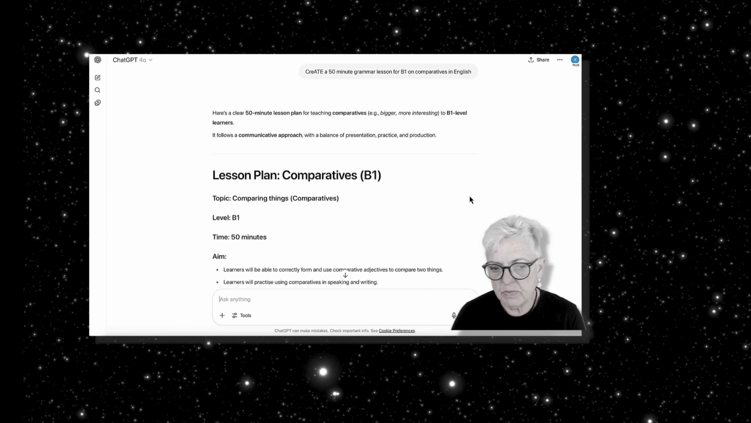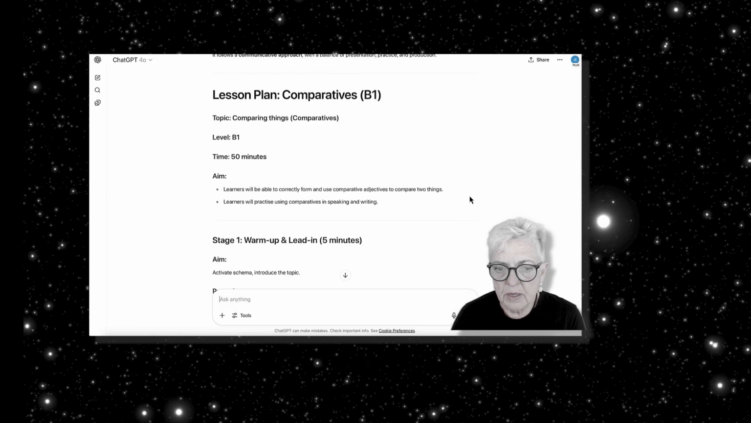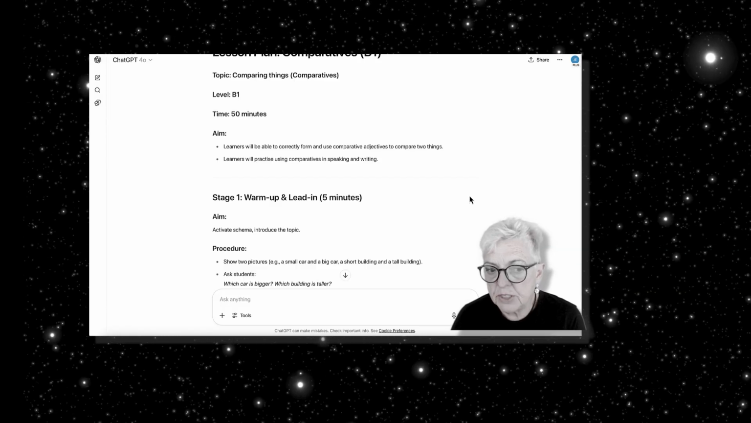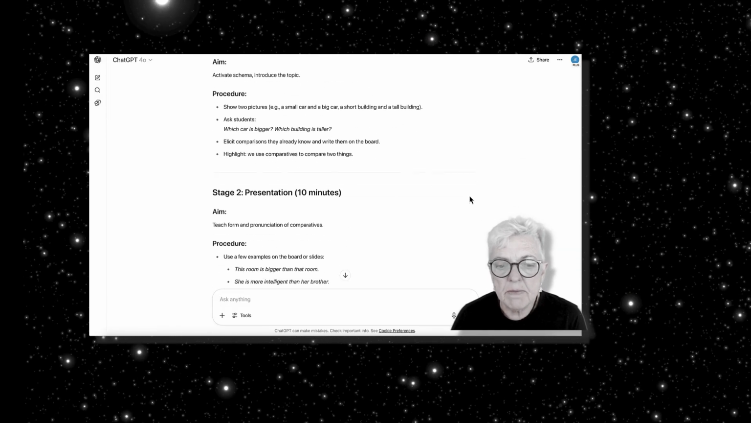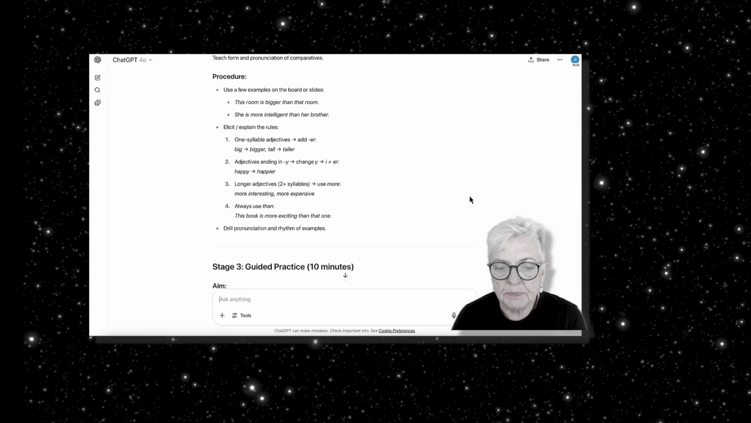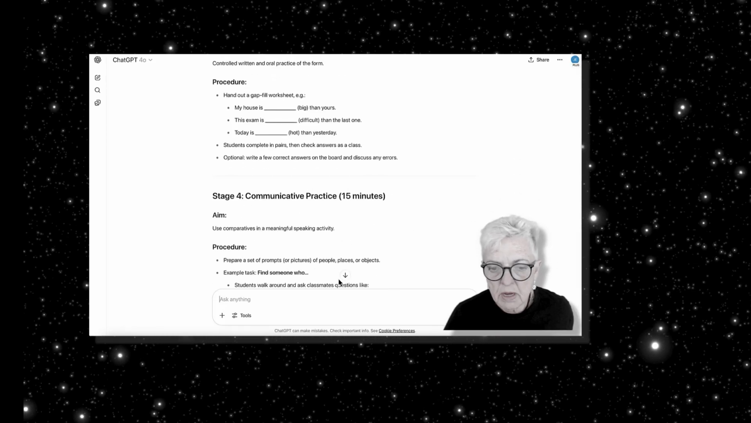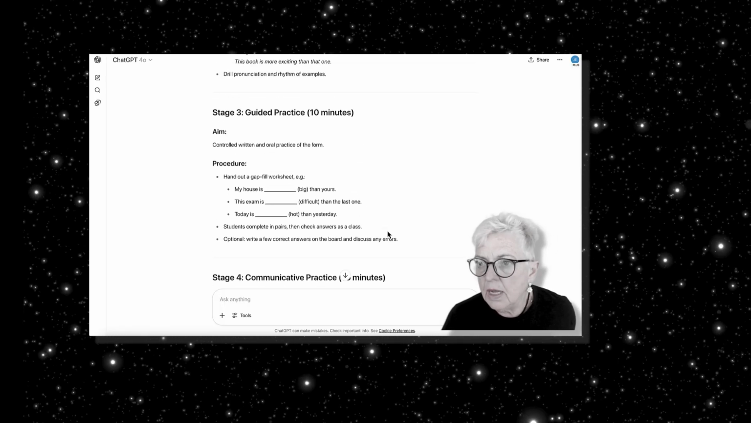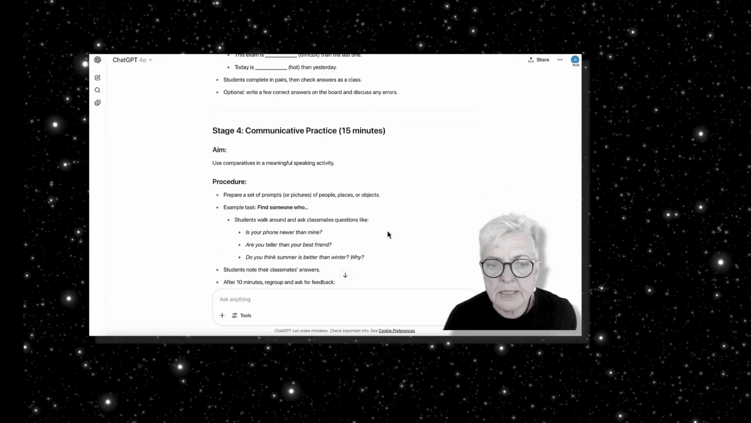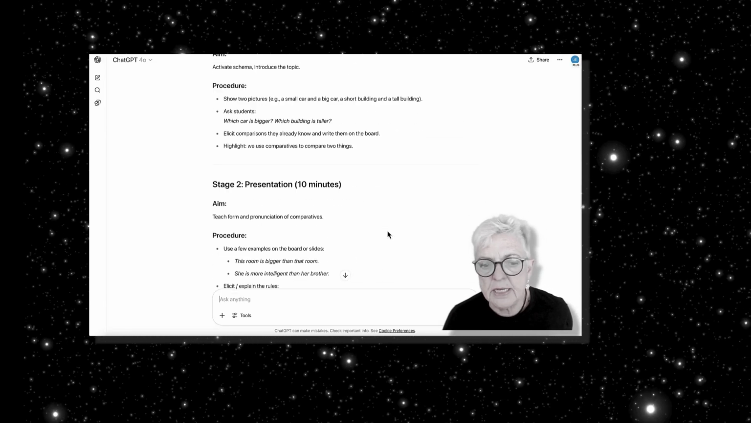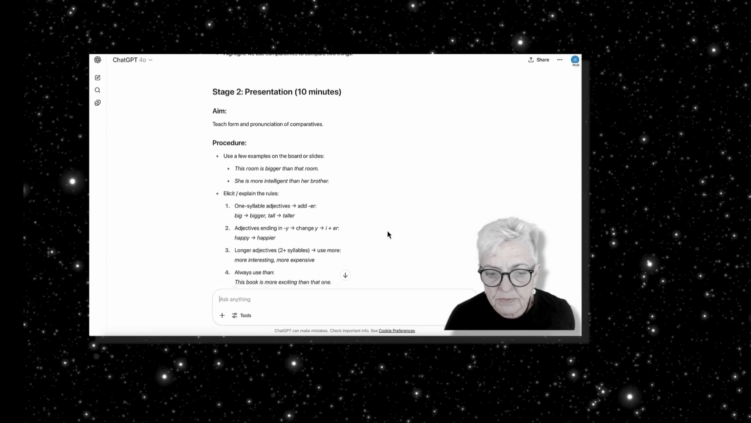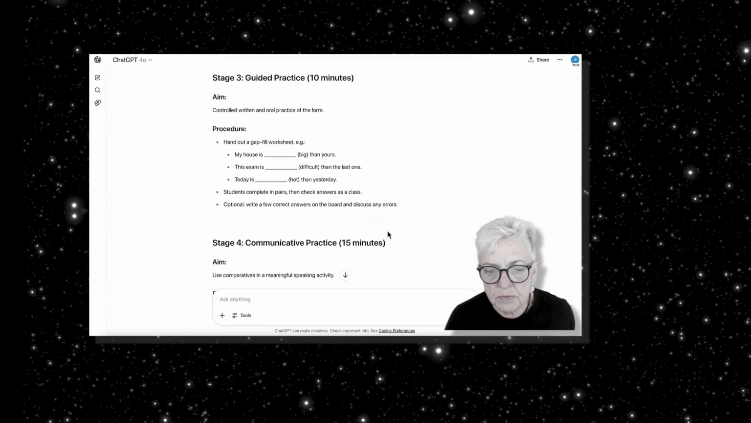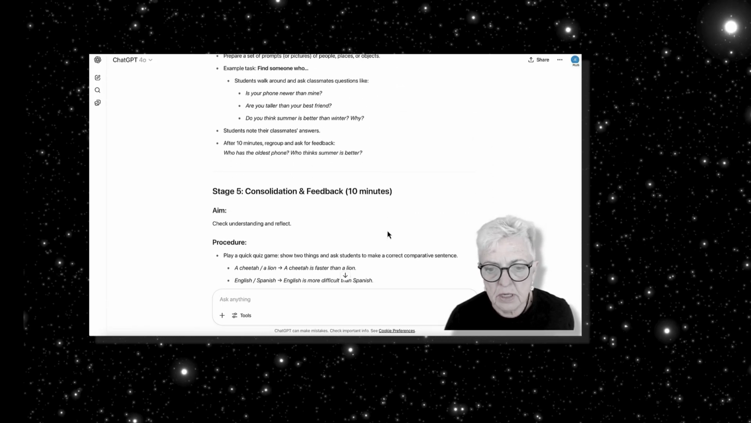Okay, so that was quite a simple, basic instruction. We've got the aim, form and use comparatives to compare two things. We've got the warm-up, a presentation. I'm going to create this as a handout so you can download it for a more detailed read. But basically it looks like this lesson goes from a lead-in. We've got the classic presentation. We've got guided controlled practice and some kind of production feedback.